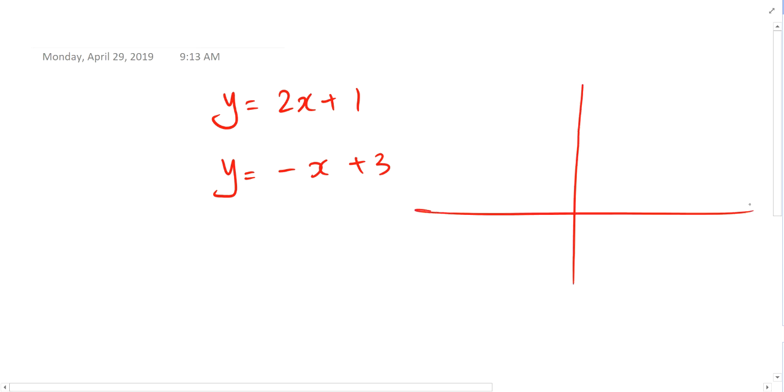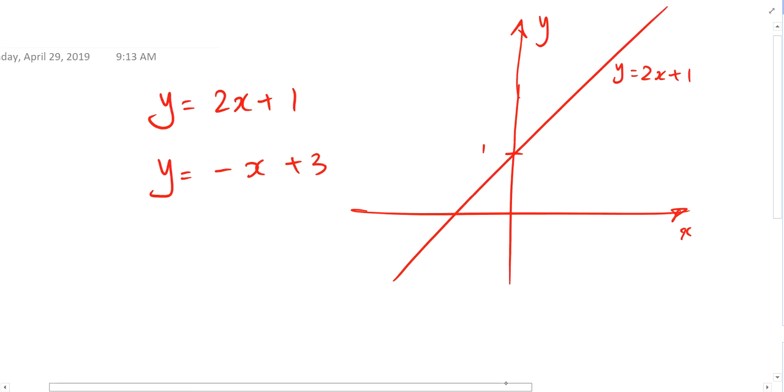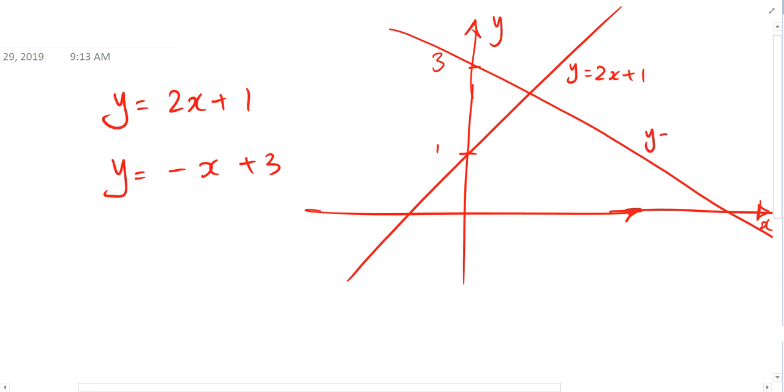How do we use graphs to solve this? Draw the two graphs. Okay, so x and y. y equals to 2x plus 1 looks like this, correct? This must be 1. y equals to 2x plus 1. Next one, y equals to -x plus 3. So it is going to intersect at 3. It is going to slope downwards, something like this. Okay? This is y equals to -x plus 3.